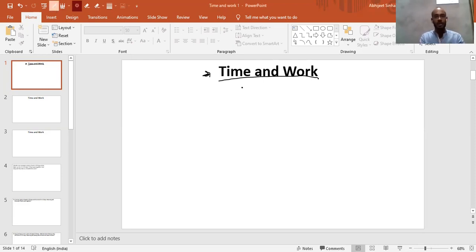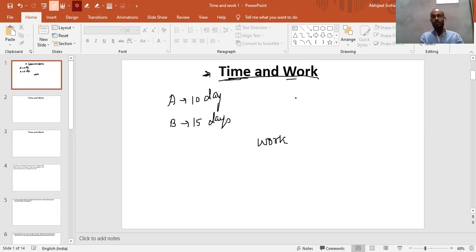Let us say, for example, there are two persons. One person, A, can complete a work in 10 days, and there is another person, B, who can complete the work in 15 days. We will start from quite a basic thing. So this is the time, and what is basically the relation between time and work? Does anyone of you know the relation between time and work?